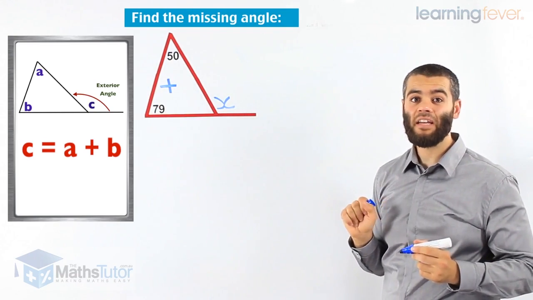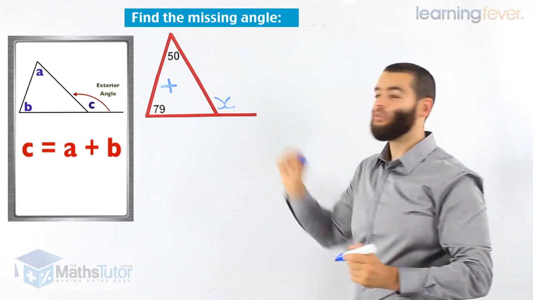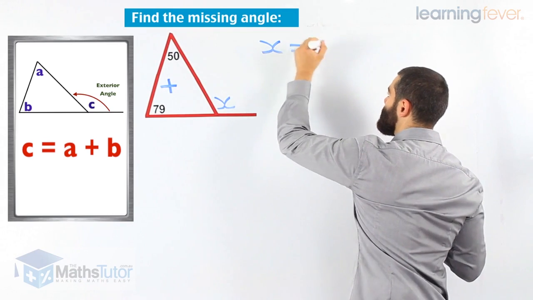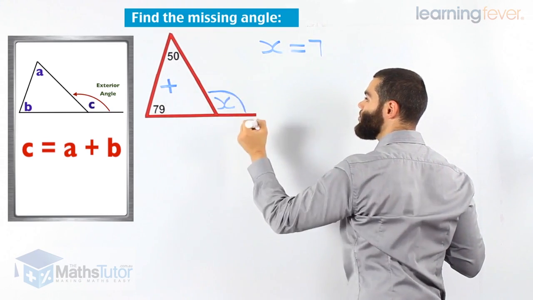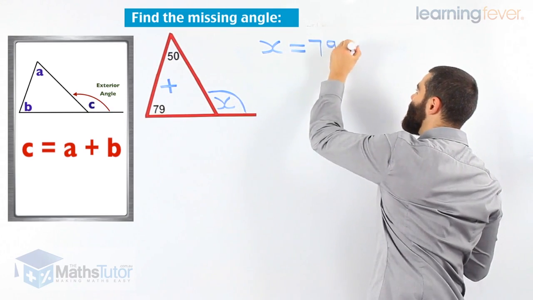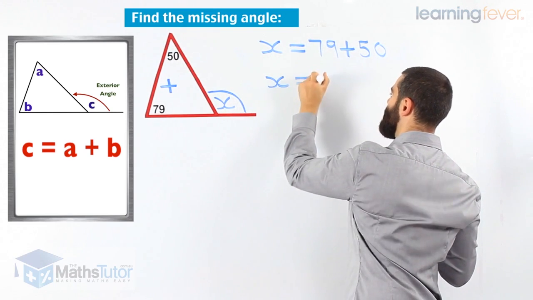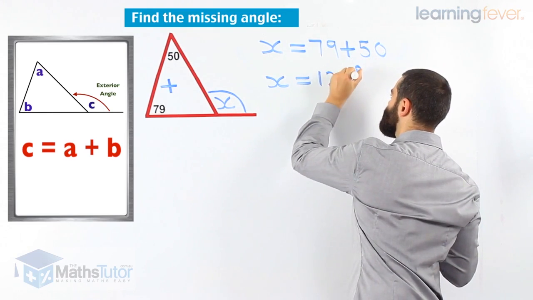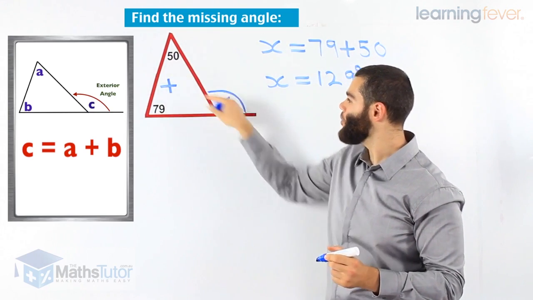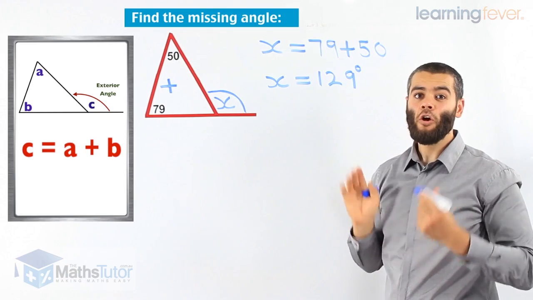50 and 79. In this case, when we add the two interior angles that are opposite the exterior angle, they equal the exterior angle outside. X equals, X is the exterior angle, here it is, equals 79, that interior angle, plus the other interior angle. X is going to be the total of 129 degrees. 79 plus 50, the two interior angles that are opposite the exterior angle, add up together and make 129 degrees.